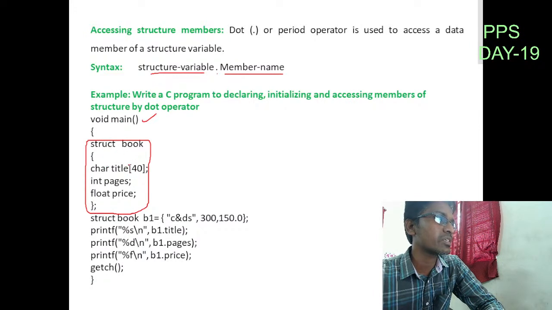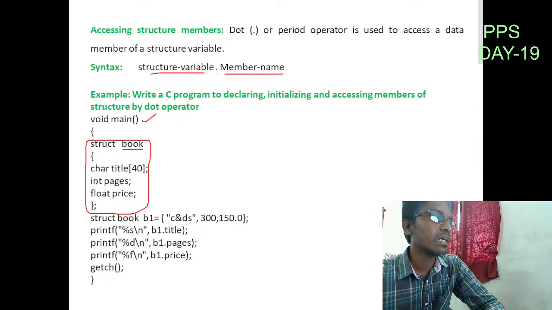This is a structure, and the name of the structure will be book. Book is the structure name, and the members of the structure will be title, the book title, which will be a character data type, and pages, the number of pages in the book.